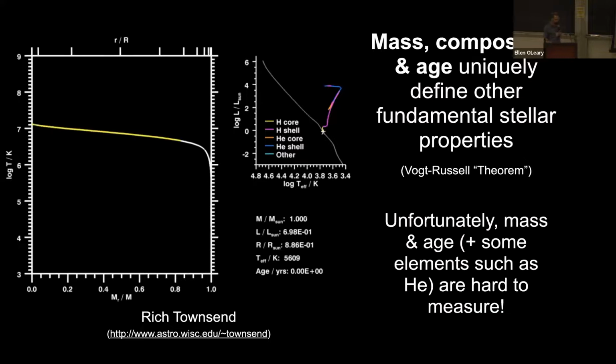Of course, the problem is that masses and ages and also some chemical abundances, for example, helium, are very hard to measure. Masses are, of course, fundamentally measured by astrometry, and that already gives you a hint as to why astrometry is so critical for fundamental properties of stars.